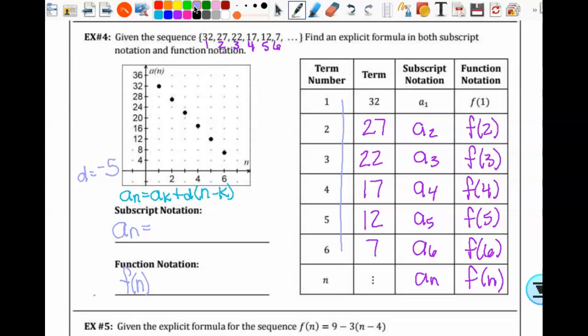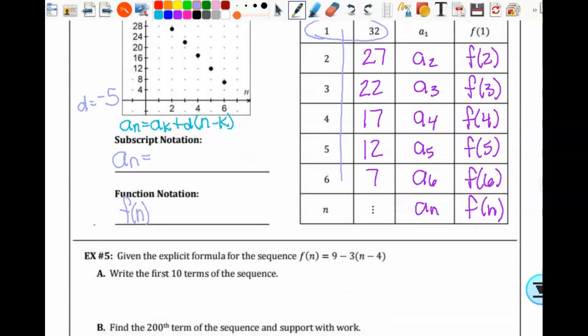And they gave me a whole bunch of terms, but this one was even written down for me, so it's probably safer that I even mess up writing something down. We'll do a sub n equals, what is a sub k? 32. 32, and then d is negative 5 times n minus what? 1.